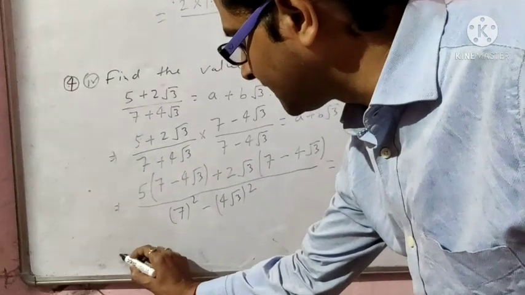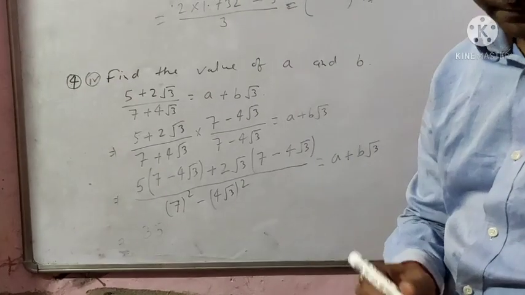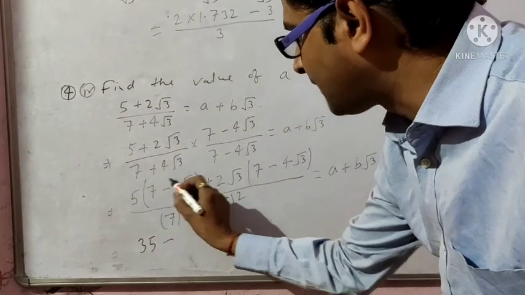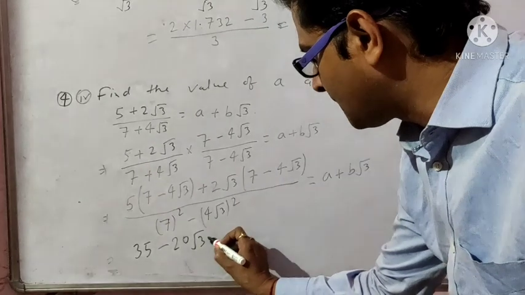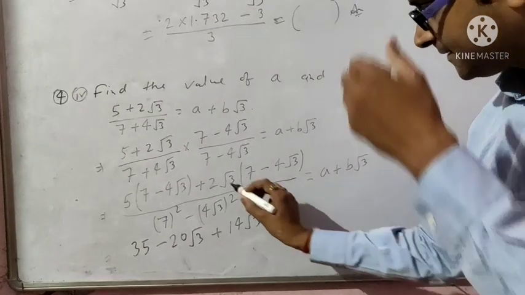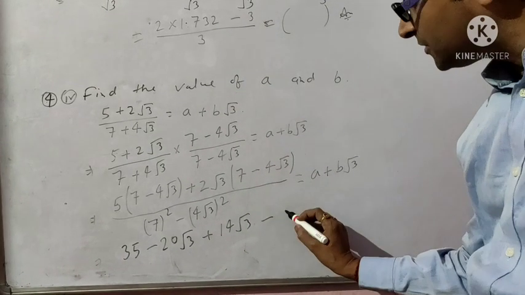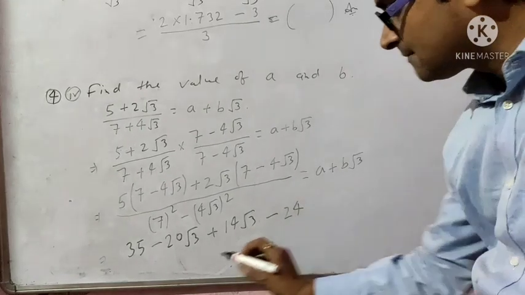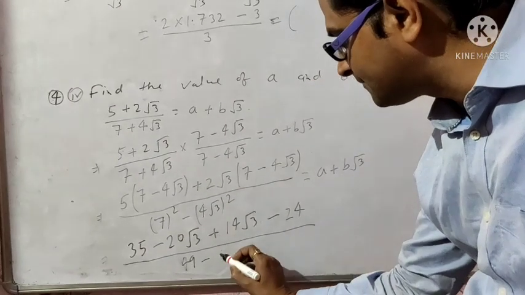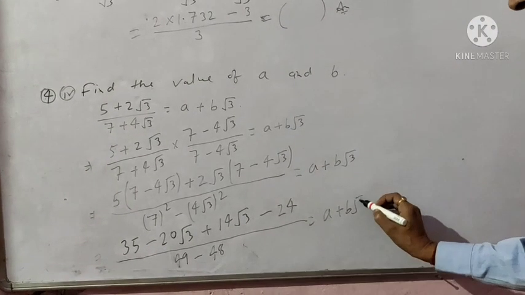Okay student, then after multiplying the values, 5 into 7 is equal to 35, minus 5 into 4 is equal to 20 root 3, plus 2 into 7 that means 14 root 3, minus 2 into 4 is 8, root 3 into root 3 is equal to 3, so 8 into 3 is equal to 24, divided by 7 square 49 minus 48, which is equal to a plus b root 3.